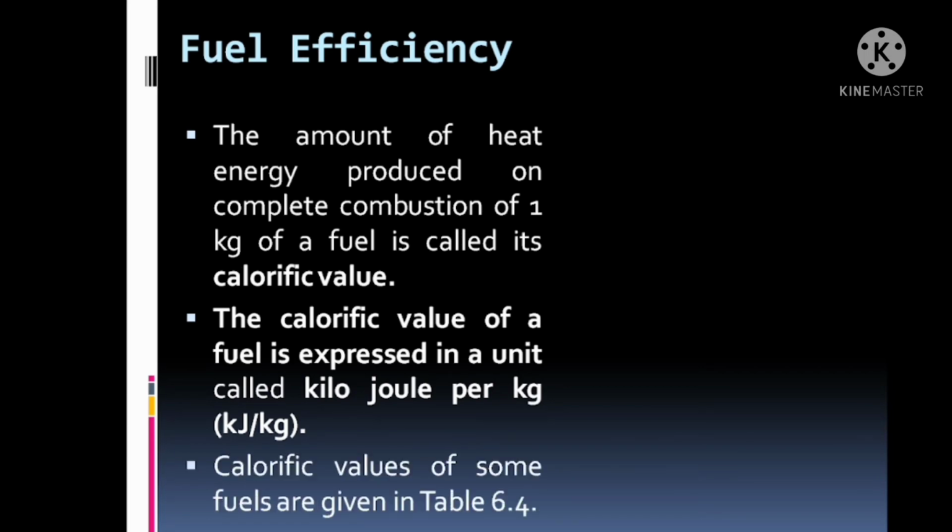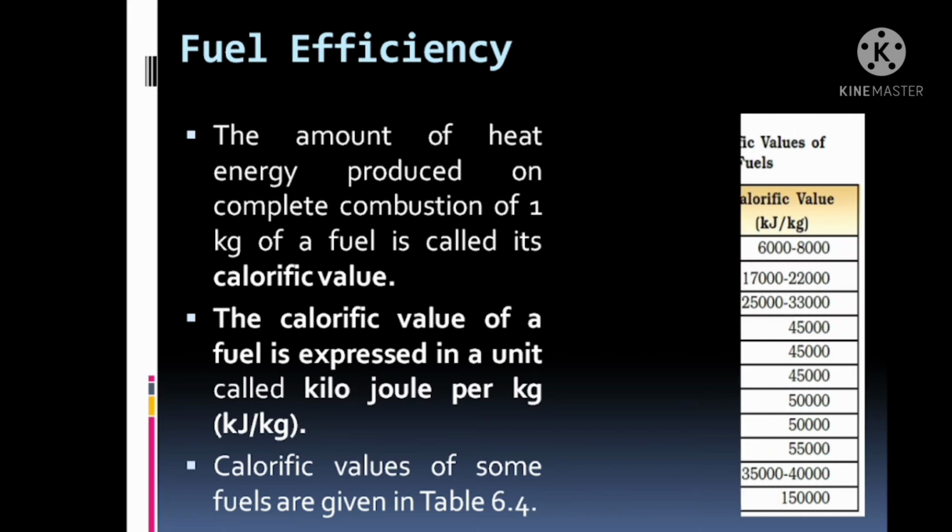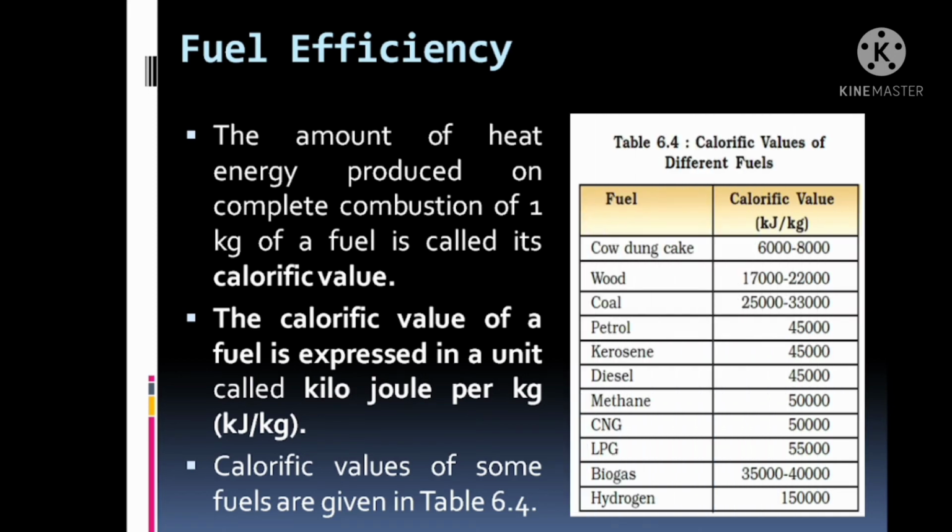The calorific values of some fuels are given in the table. That means how much energy we can get by burning a given amount of fuel. For example, cow dung cake: from 1 kilogram of cow dung cake, we can get 6,000 to 8,000 kilojoules of heat energy. From wood, we can get 17,000 to 22,000 kilojoules.